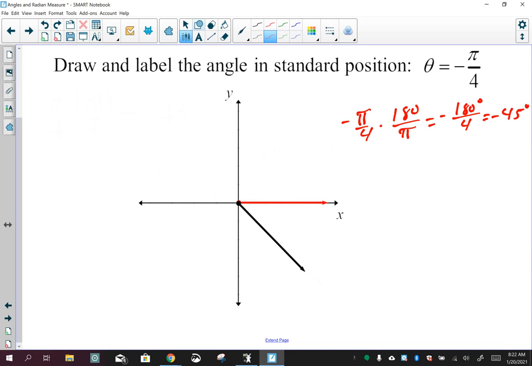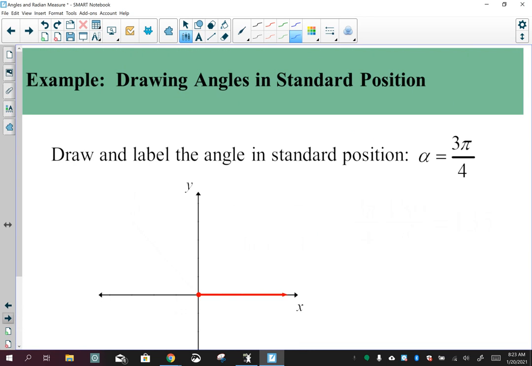And then here is what makes you actually able to draw the angle. From the initial to the terminal, you're going to draw the little arrow in the direction that it's going. And this is negative pi over 4. And that's all it's asking you to do. Nothing else for you to do. Let's try it again.